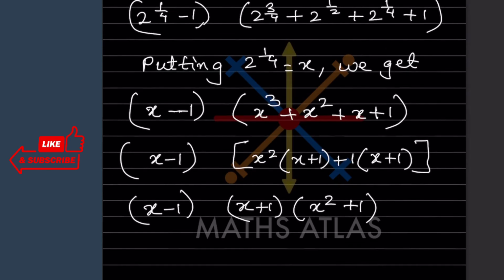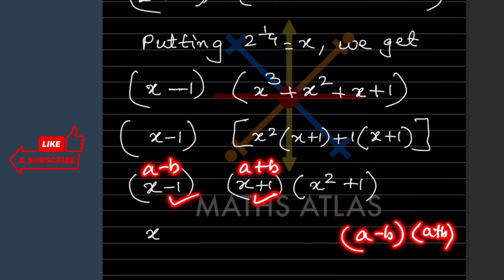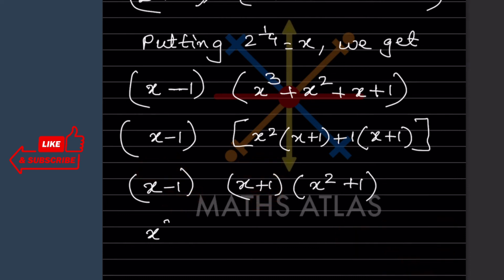Now what we can see here, when we combine this and this, this is a minus b and this is a plus b. So we know the formula for a minus b and a plus b, that is a square minus b square. So we can write here x square. A square means a is x over here. So we'll write x square minus 1. And this part is going to be the same, that is x square plus 1.